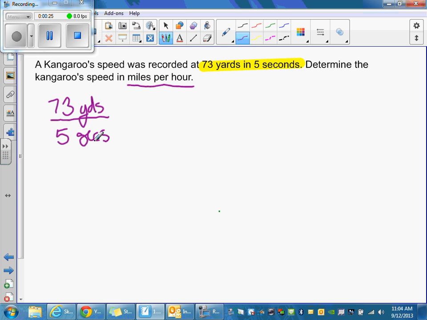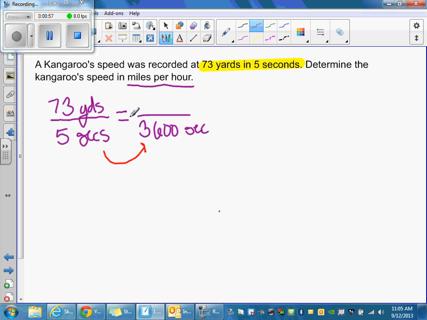My advice to you is always start with your seconds and change it to an hour. You don't have to, but for me, for some reason, that always seems to be easier. One, because I have memorized the fact that there are 3,600 seconds in 1 hour. And since I'm trying to change this to be over 1 hour, I need the same labels here and here. 3,600 seconds is 1 hour. Then I just have to solve for the missing part.